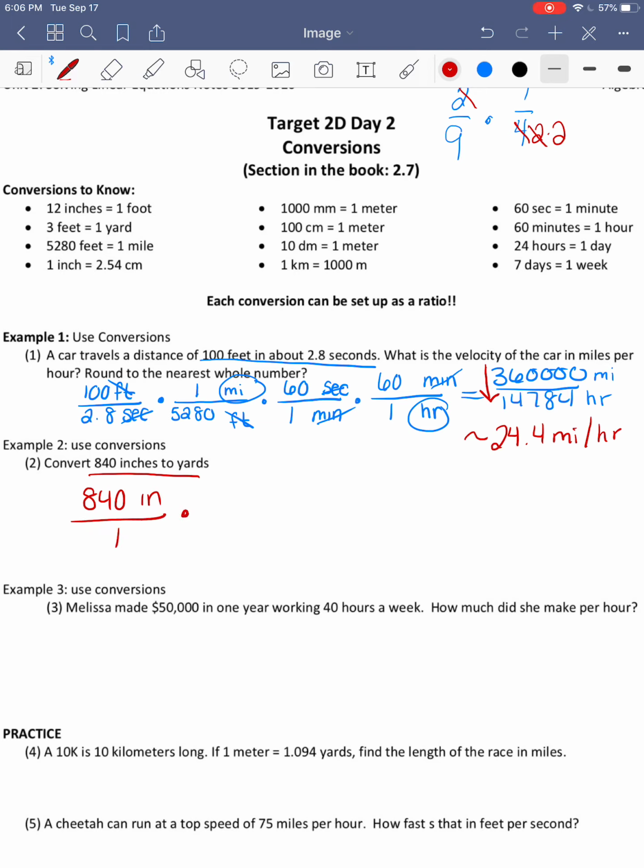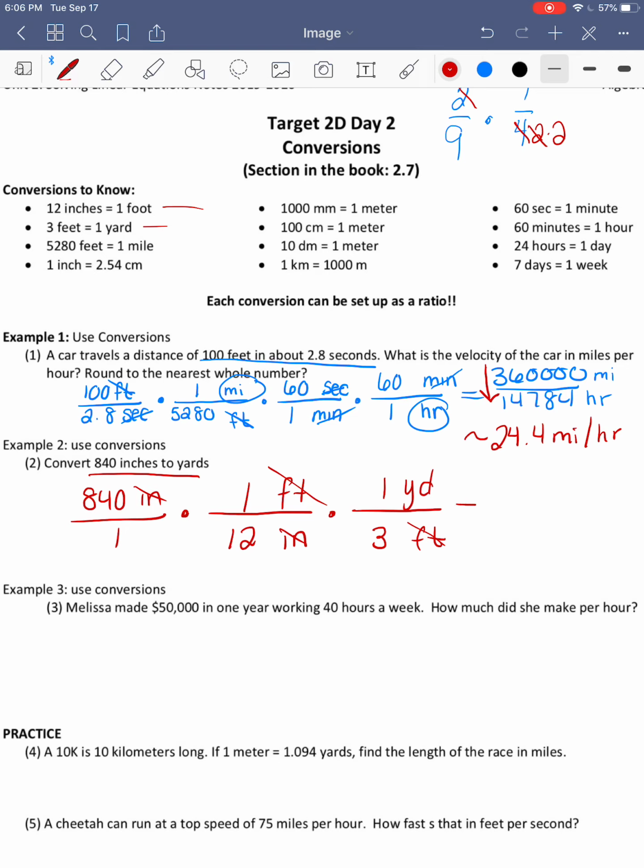To get rid of inches, I'm going to put inches in the denominator. Now, what do I know about inches? Up here, I know that there are 12 inches in a foot. Unfortunately, I don't want feet. I've canceled out inches, but now I have feet. So what do I know about feet? There are 3 feet in a yard. So now I can multiply this by 3 feet down here so that the unit feet cancel, and then 1 yard goes up here because I know that there are 3 feet in a yard.